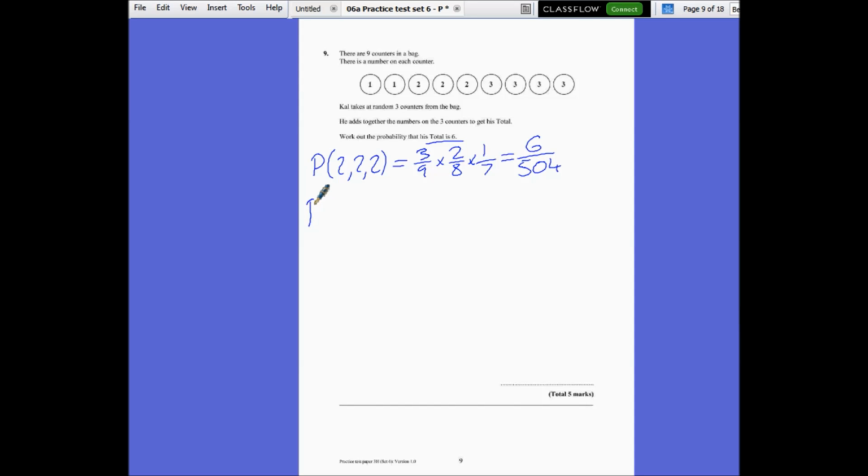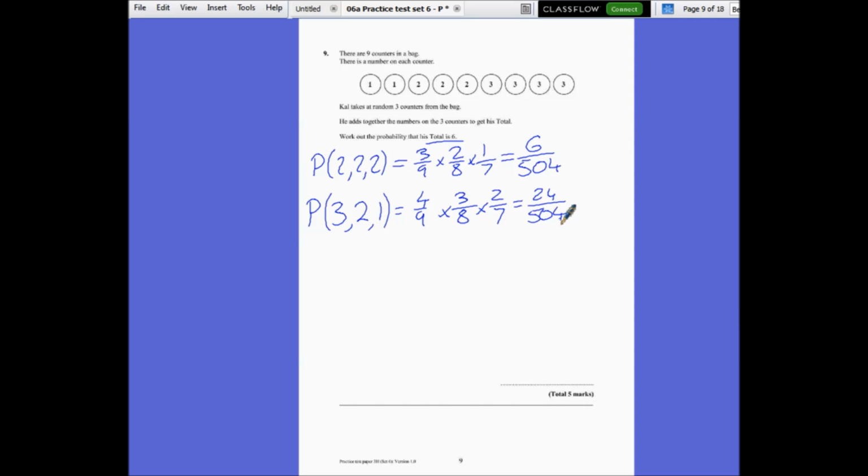We could also get a 3 first, and then a 2 and then a 1. The probability of a 3 first would be 4 ninths. The probability of a 2 second would be 3 out of 8 counters in the bag now. And then the probability of getting a 1 next would be 2 out of 7 left in the bag. And that would give us 24 out of 504.